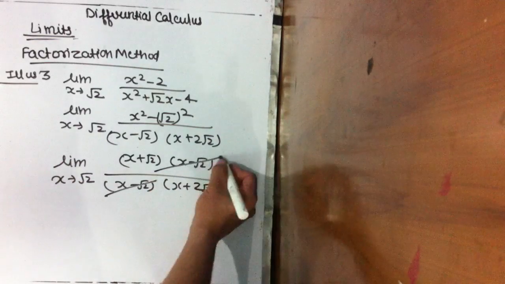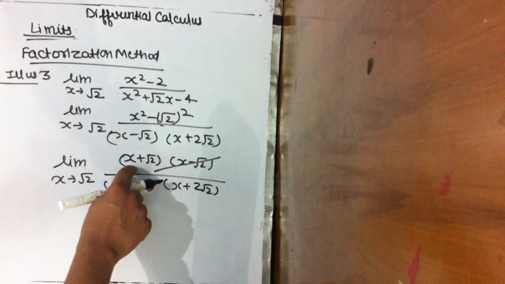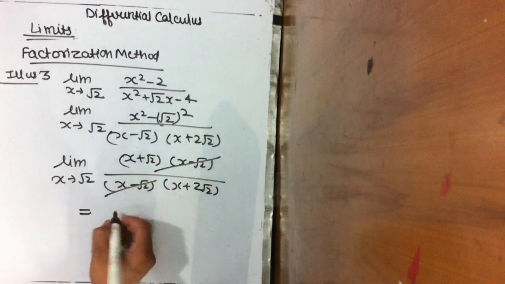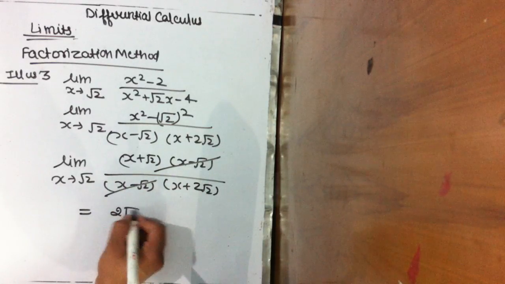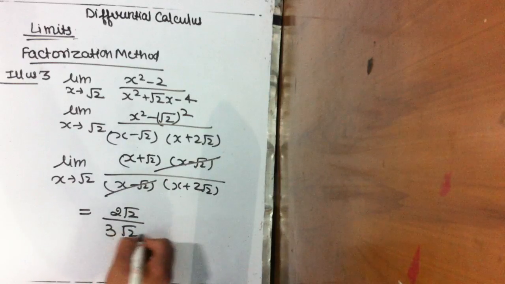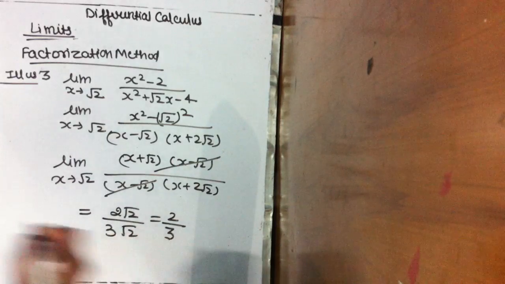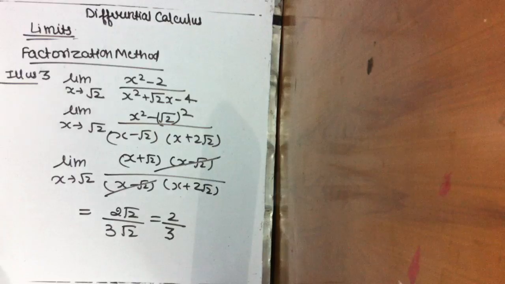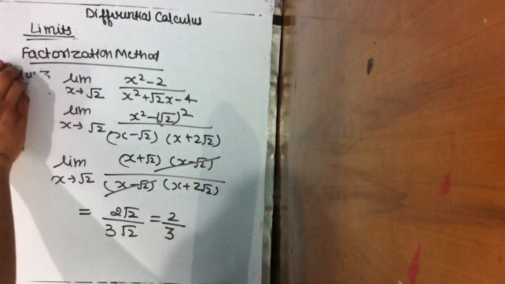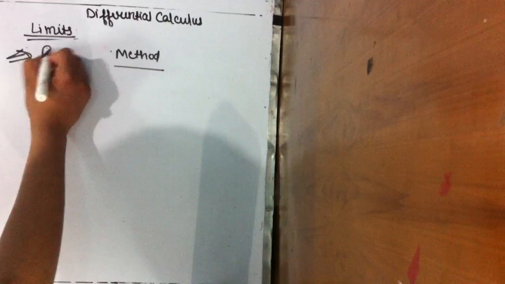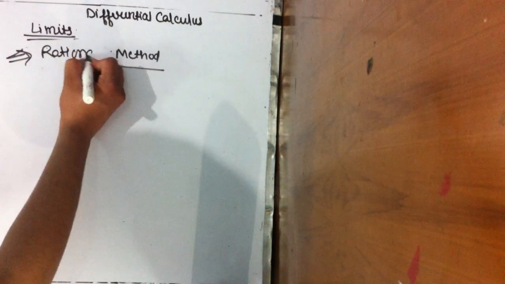Now the common factor again gets cancelled. Put in root 2 now. You will get 2 root 2 divided by 3 root 2. So the answer comes out to be 2 by 3. Now that's about the factorization method, that is how to solve any limit using the factorization method. Now we'll move on to the second method, that is the rationalization method.